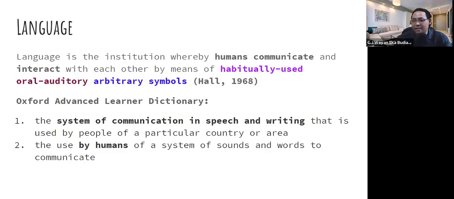So that's the situation, and part of the discussion is also that language is habitually used. We use that in our daily life, orally and auditorily. Someone speaks, and the others can listen, so there's a kind of transmission happening over there. And arbitrary symbols: arbitrary symbols are what people agree to say.